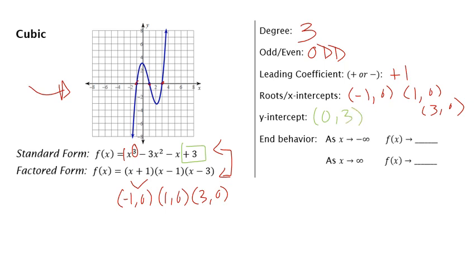For the end behavior, as I go to the left, it goes to negative infinity. As I go to the right, it goes to positive infinity. It's an odd degree, which makes sense that these go in opposite directions. So I have one that goes to negative infinity and one that goes to positive infinity.